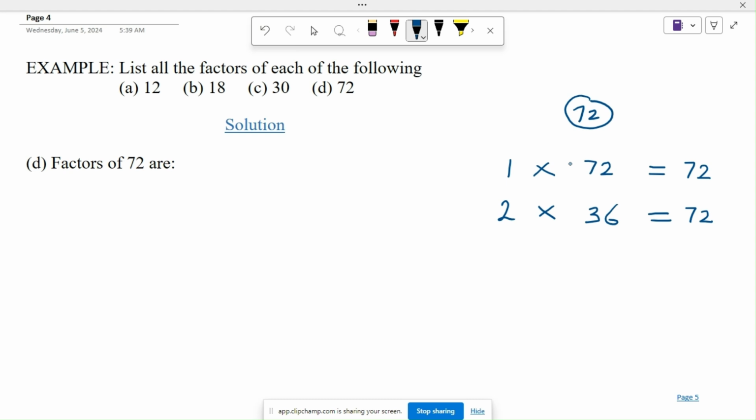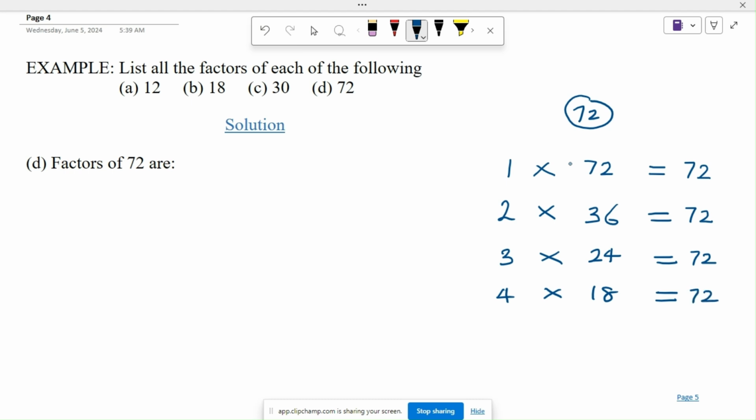After 2, let's consider 3. Maybe this will work. What number can we multiply by 3 that will give us 72? That is 24. Our answer will be 72. Now, if you take 4 by what number will give us 72? That will be 18. 4 by 18 will give us 72.